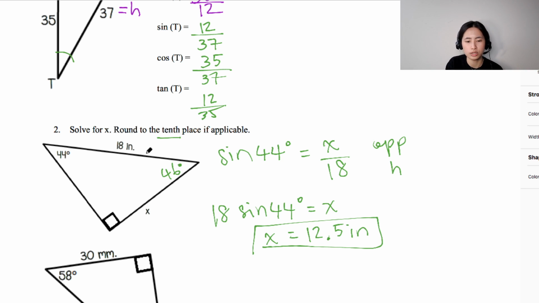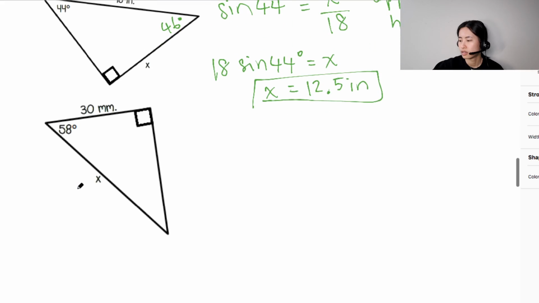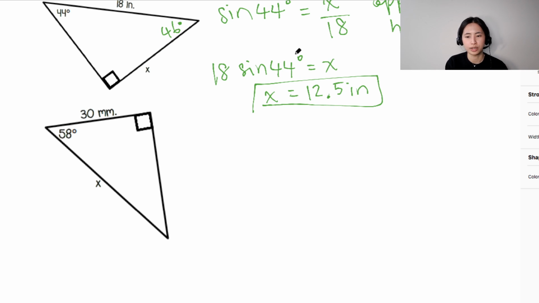And also, you're welcome to use 46 degrees, so you can use x, right? You can use cosine for 46 degrees. So you can use cosine 46 degrees, which is equal to adjacent x over hypotenuse, which is 18. And then all you have to do is solve for x, the same way we solved for sine 44 degrees, which is equal to x over 18. Great. So now we've gone through this question, so maybe we can look at the next one.